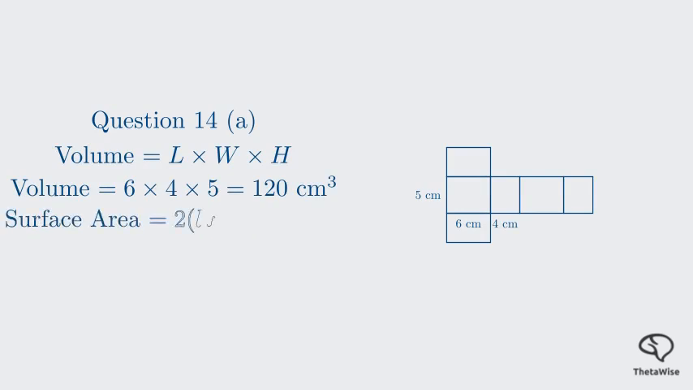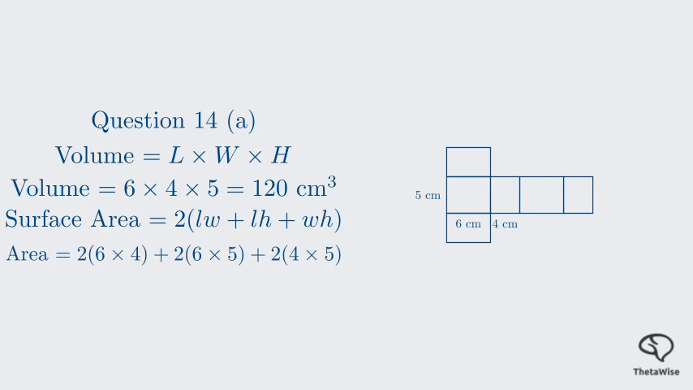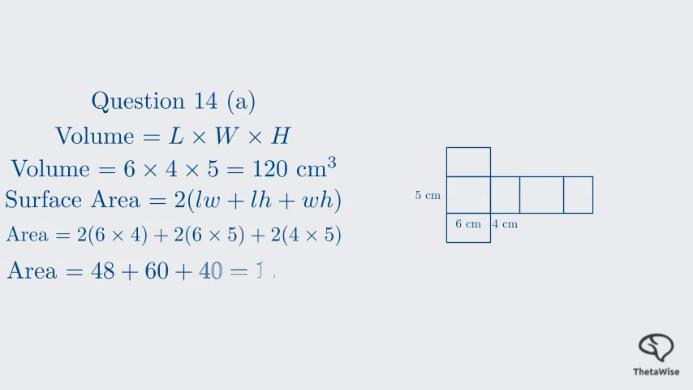In part 2, we must show the surface area is 148 square centimeters. A cuboid has 3 pairs of identical faces. Area equals 2 times 6 times 4 plus 2 times 6 times 5 plus 2 times 4 times 5. Area equals 2 times 24 plus 2 times 30 plus 2 times 20, which is 48 plus 60 plus 40, equaling 148. This matches the target value.